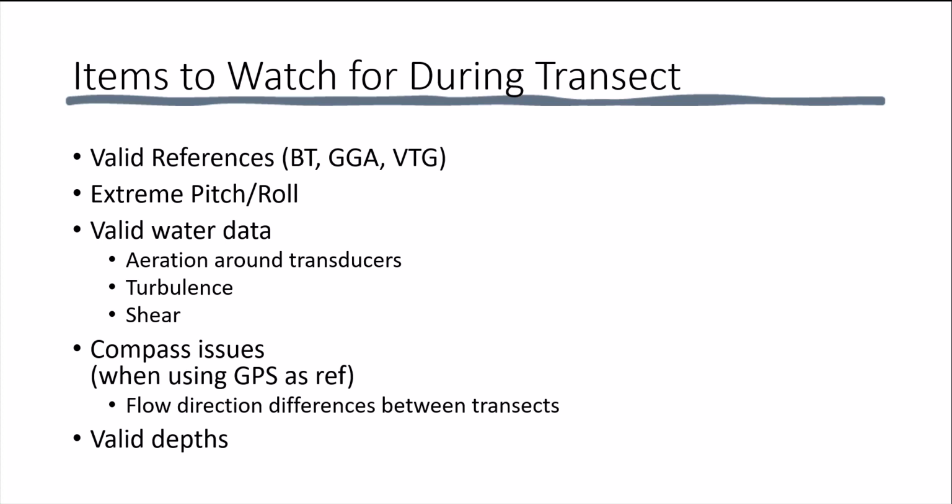When using GPS, the compass is important. A good check on the compass is to ensure the flow direction is consistent for reciprocal transects. Are the depths valid? Do the depths represent the expected cross-section shape?